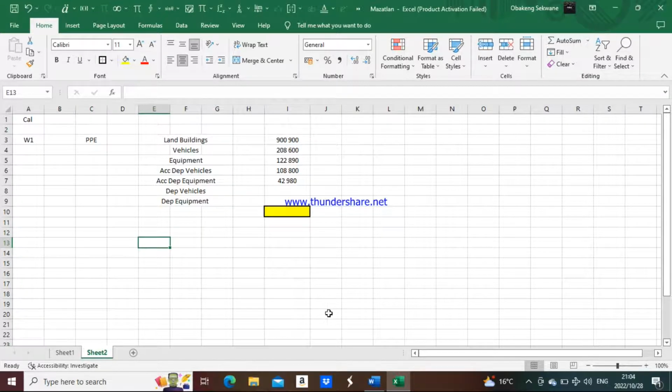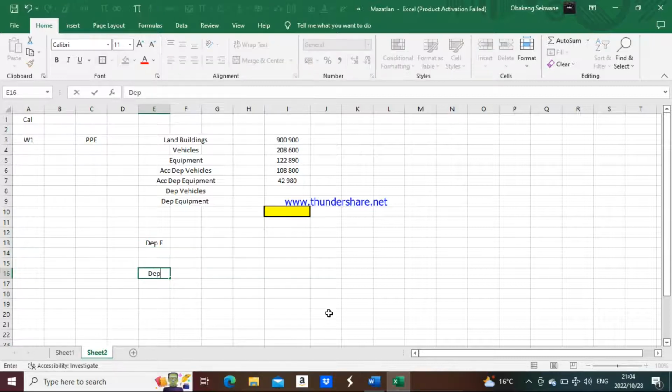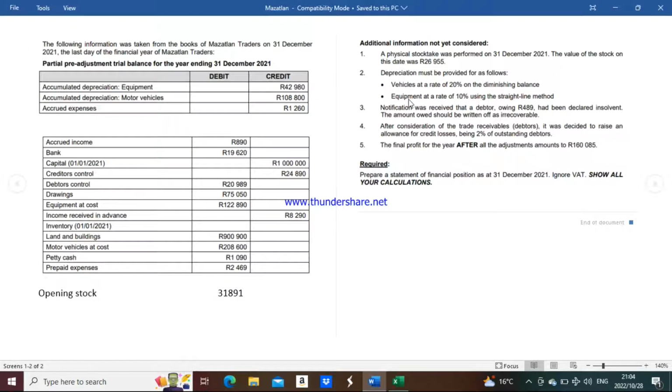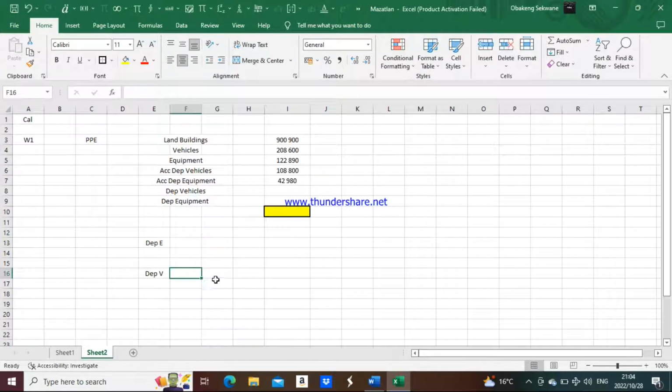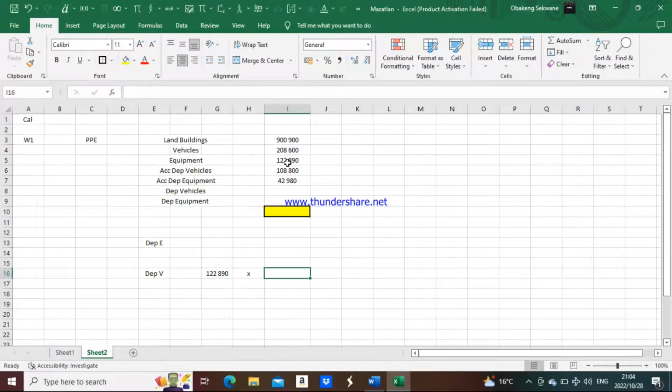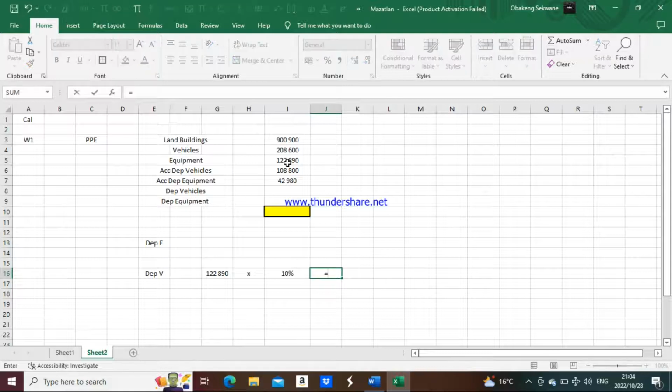So in order to calculate our depreciation, I'm going to start with depreciation on equipment, then depreciation on vehicles. On equipment, it says equipment is at a rate of 10% using a straight line method. Basically, it's our cost price multiplied by 10%.